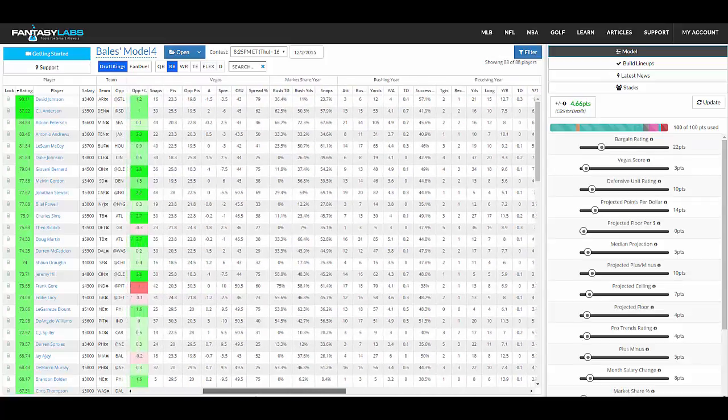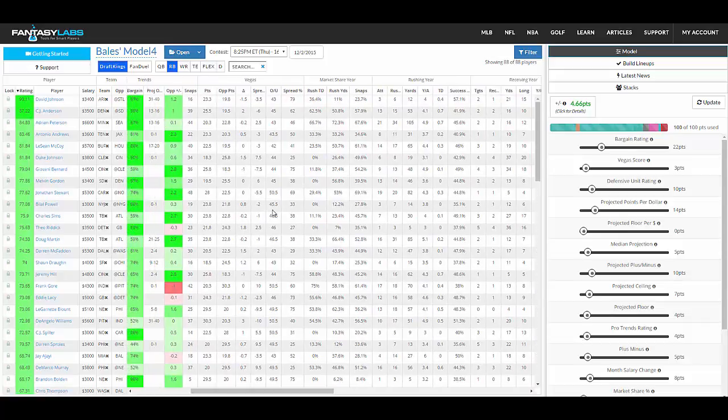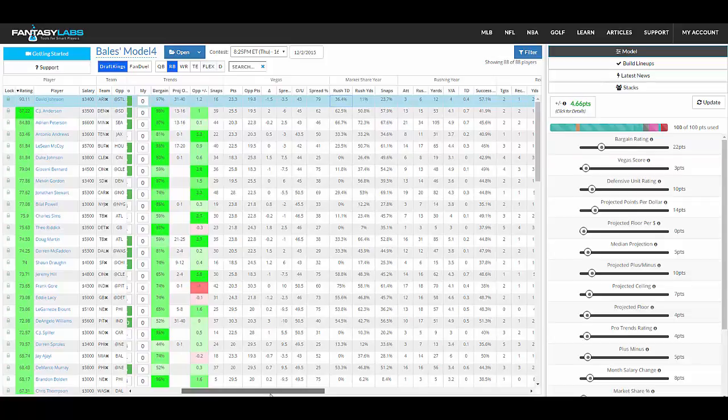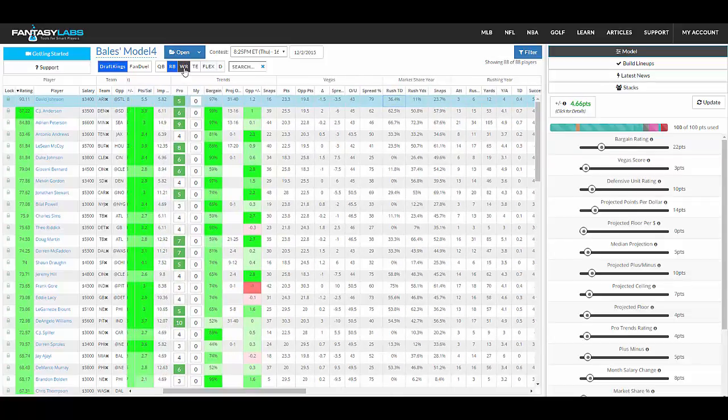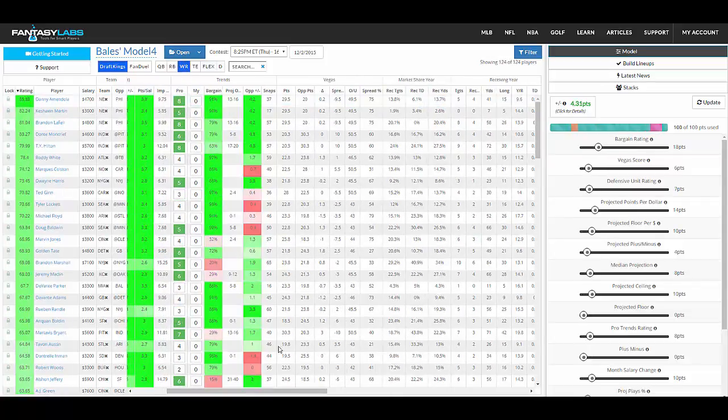In addition to that, we have for running backs and pass catchers market share stats, which are numbers that show the percentage of stats that they have on their team. So David Johnson, 36.4% rushing TD market share, means that over the period that we're looking at, he had 36.4% of the Cardinals' rushing touchdowns. Again, ownership projections, same thing for receivers. You're going to see those market share stats.